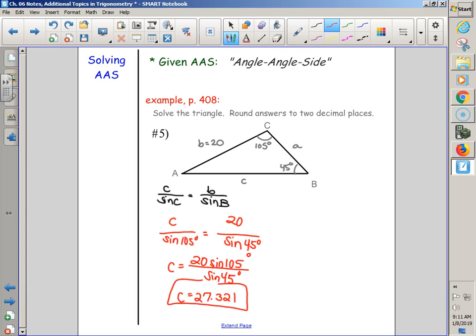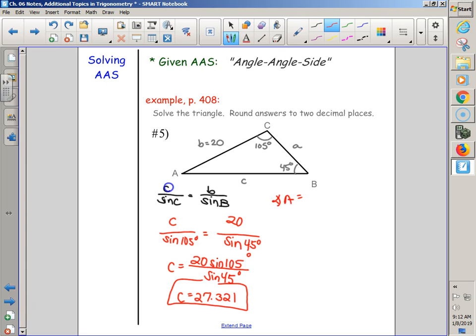Double check me. Is it looking good? 27.321? Yeah, it says 2 decimals. I always go 3. But there you go. But Johann said solve for everything. We didn't know C, now we do. We don't know angle A, but that one's easy, right?